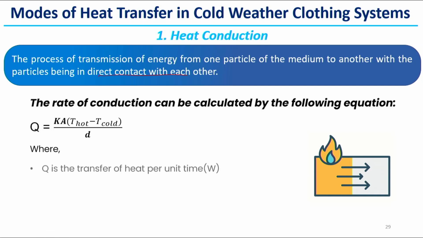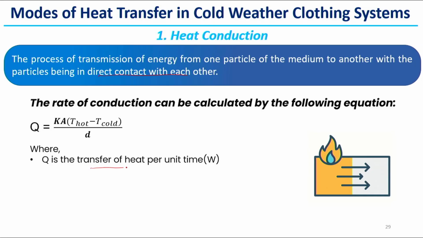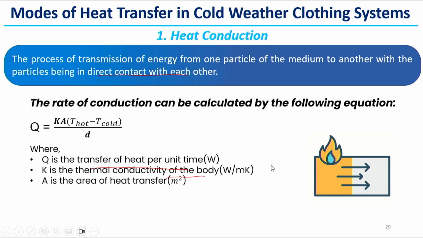where Q is the heat transfer rate, that is, heat per unit time. K is the thermal conductivity of the body, that is, of the material. What is the thermal conductivity of any material? In the present case it is the clothing. A is the area of heat transmission.